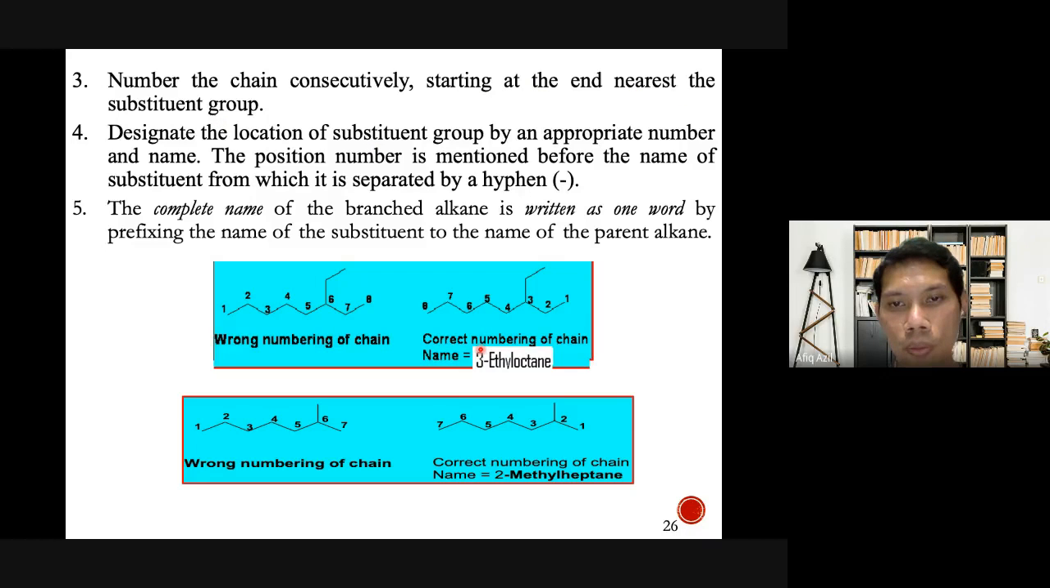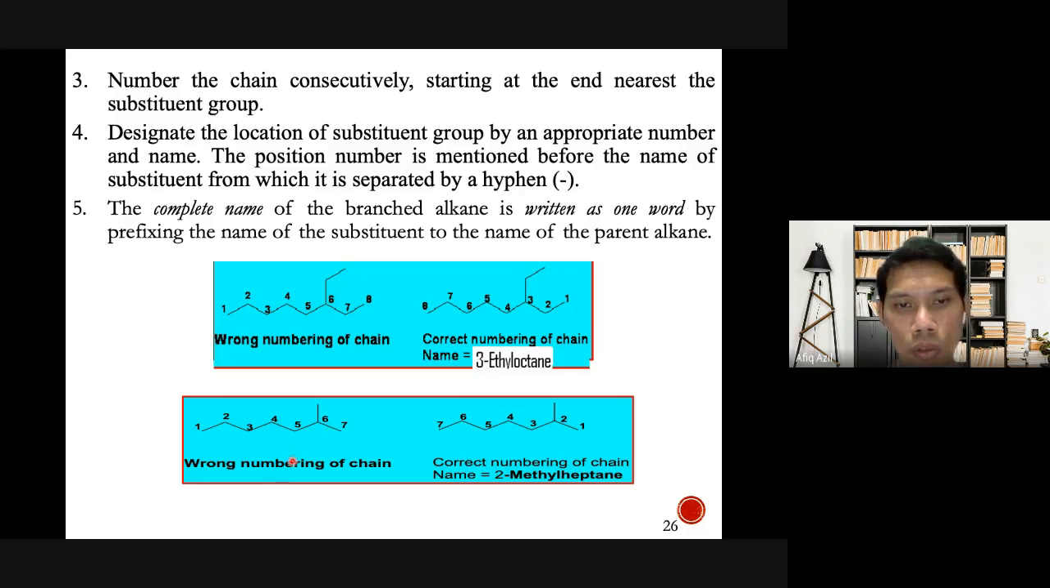So the name for this compound will be 3-ethyl octane. Ethyl because this alkyl group contains 2 carbons. You have CH2, CH3. Okay, instead of 6-ethyl octane, it will be known as 3-ethyl octane.